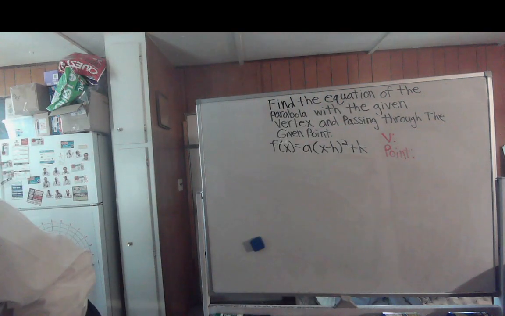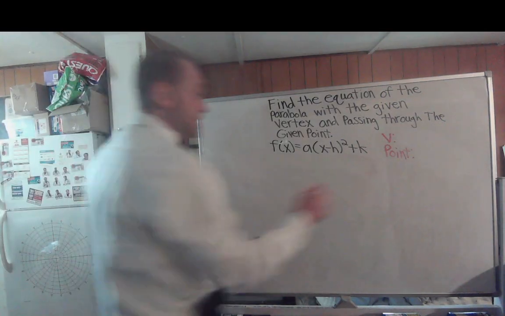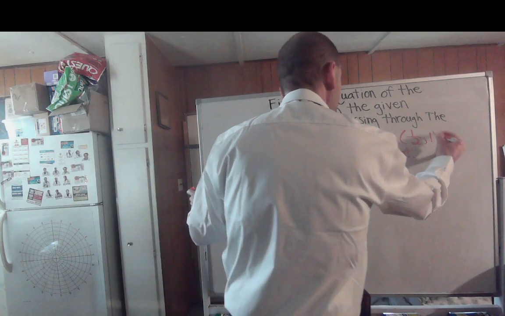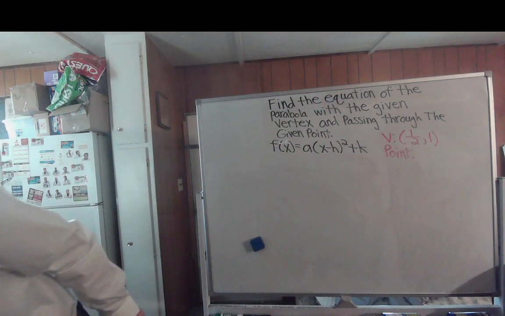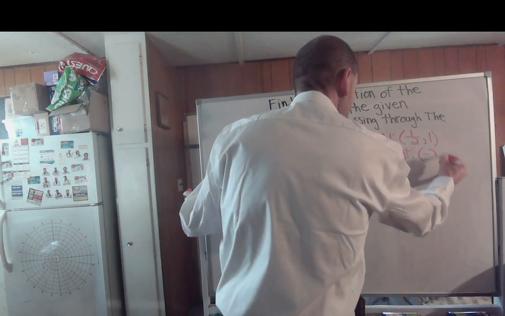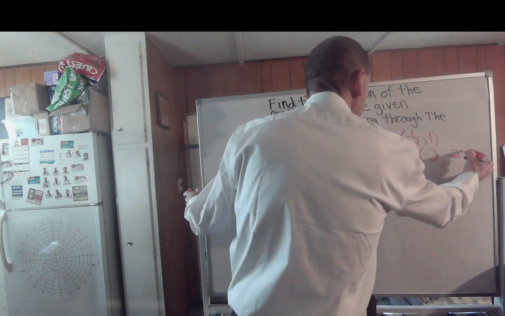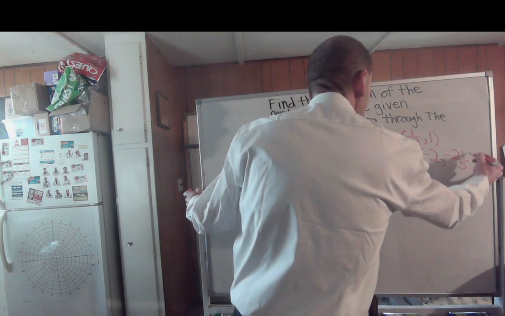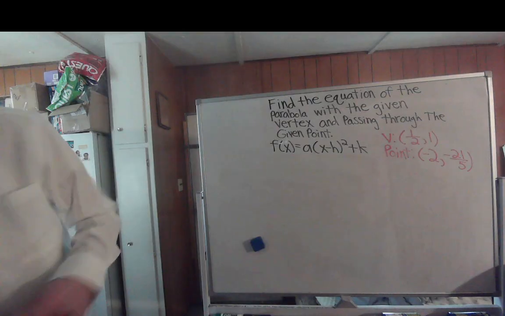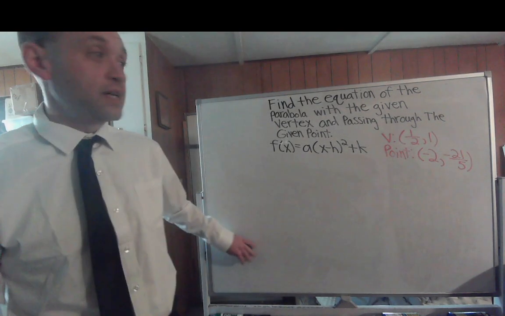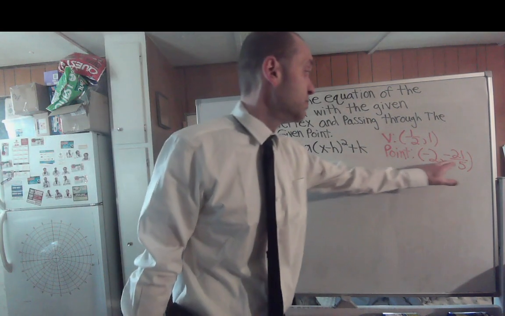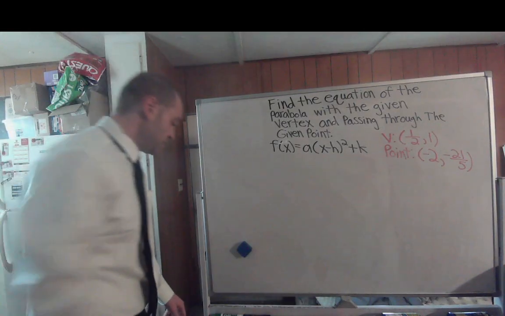Alright, so the vertex can be found in this case at the point 1/2, 1. The point itself is at, wow, -2, -21/5. That one looks like a doozy. So the vertex of this parabola is at 1/2, 1. The point it passes through is at -2, -21/5.